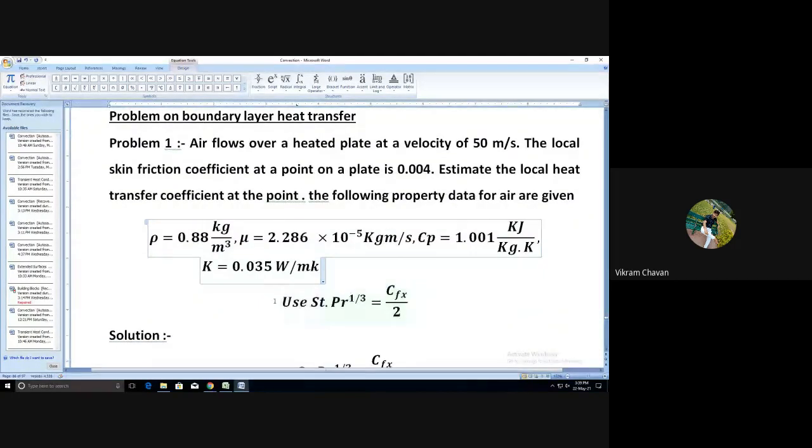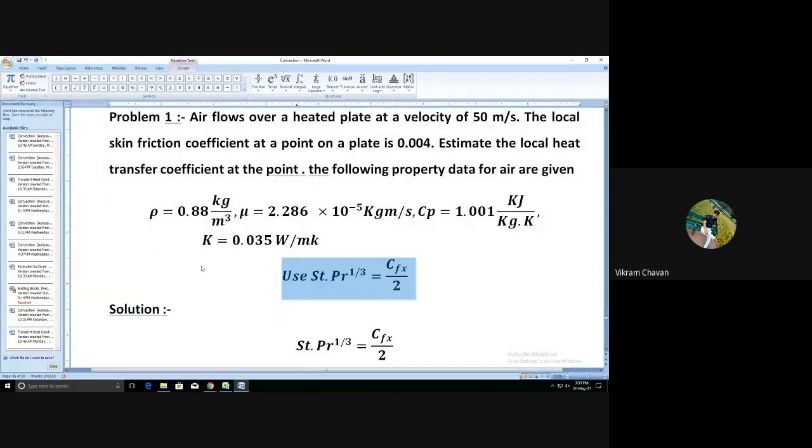And the relation they have provided: Stanton number multiplied by Prandtl number raised to 1 by 3 is equal to Cfx divided by 2, where this Cfx is nothing but the local skin friction coefficient.